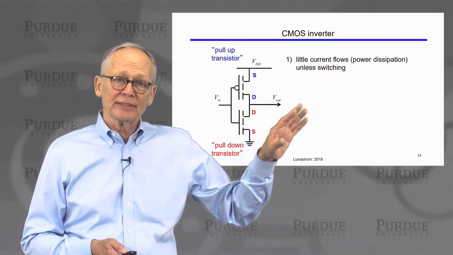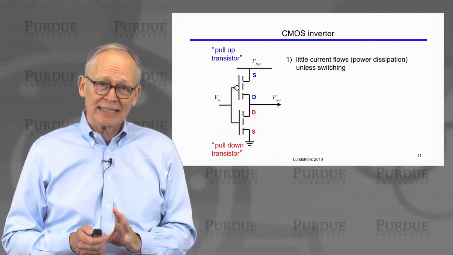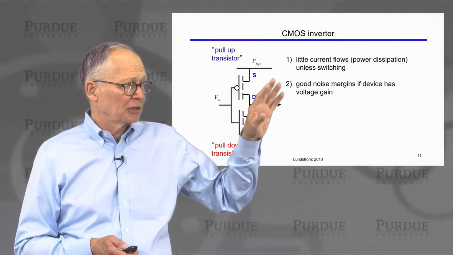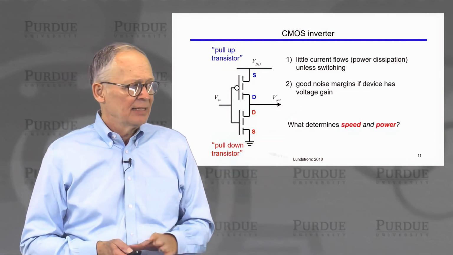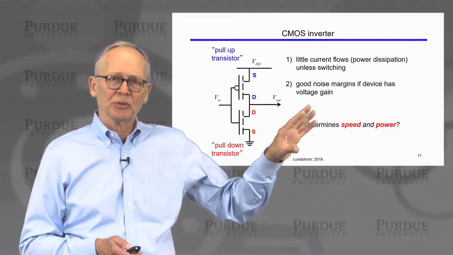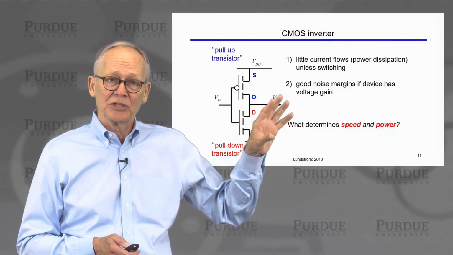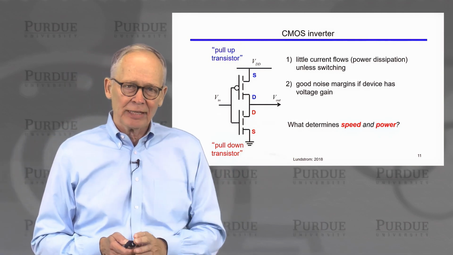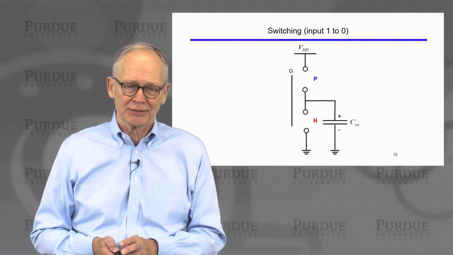Very little current flows in this circuit unless we're actually doing the switching transient itself. That's a beautiful feature of the circuit. Good noise margins occur when we have voltage gain, so it's important that we have gain. But the next 2 questions that we have are about how fast we can operate this circuit and how much power we dissipate while we're operating the circuit. Those are very important questions for the design of large-scale integrated circuits.